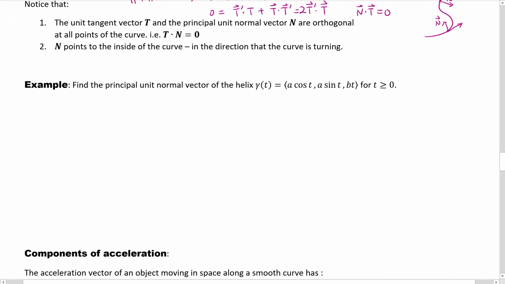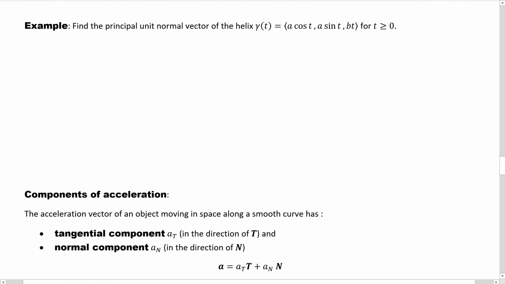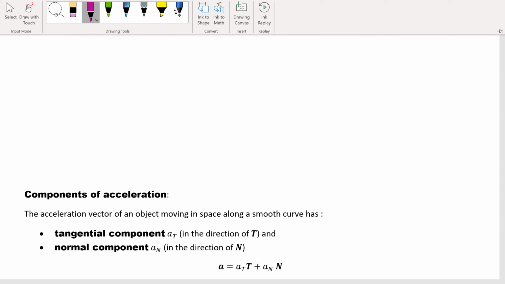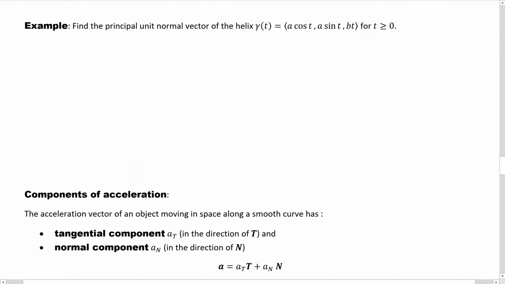Let's continue with our example. Find the principal unit normal vector of the helix. Okay, so let me change back to orange color. First we want to compute gamma prime, that is the velocity. The derivative of cosine is minus sine. The derivative of sine is cosine. The derivative of bt is b.